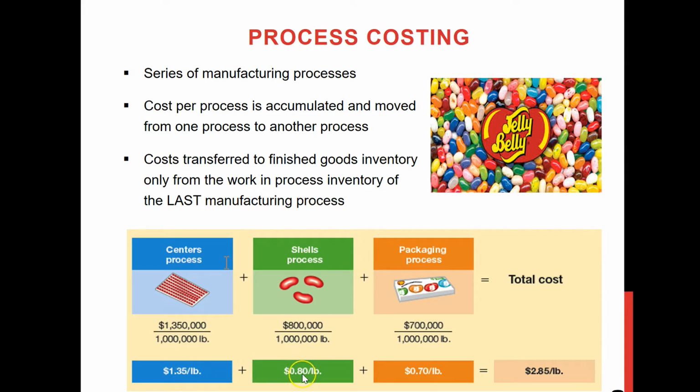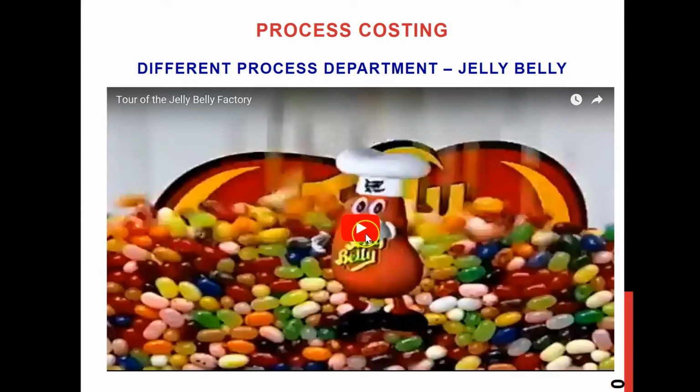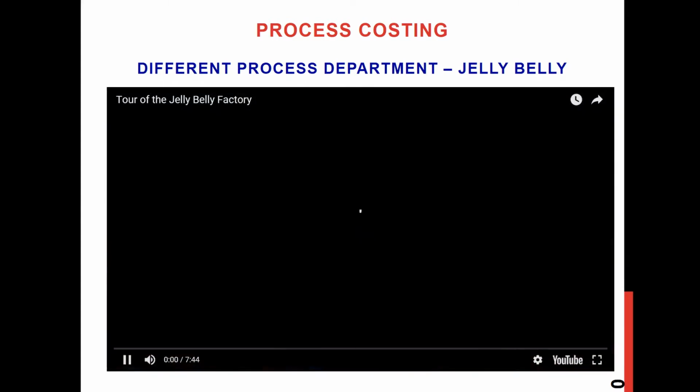This is how they calculated cost under the shell processing department, which is 80 cents. They also calculated their packaging cost per pound, which is 70 cents. And then they will add all those costs, and the total cost per pound of Jelly Belly beans is $2.85. Now in the next slide, I'll show you a video and you will get some idea about the production process of this Jelly Belly factory.